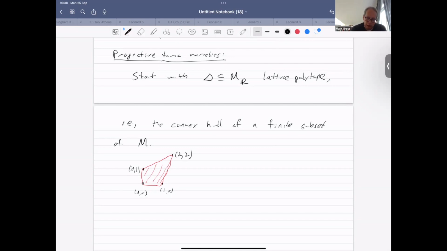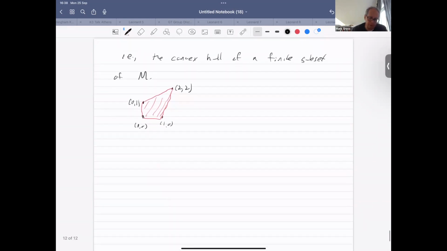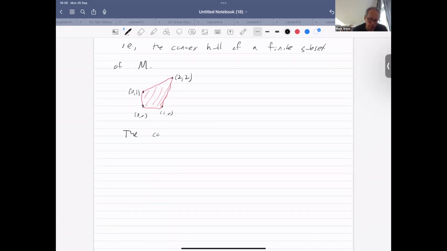Okay, so now let's define the cone over delta. This is C of delta, which is just the set of pairs (m, r) in M_R plus R, where I add one dimension, where I'd have r greater or equal to 0. That's just a real number, and m is in r times delta. In other words, I rescale delta by factor r. If r is 0, that means m has to be 0. I rescale delta, and m has to lie there.